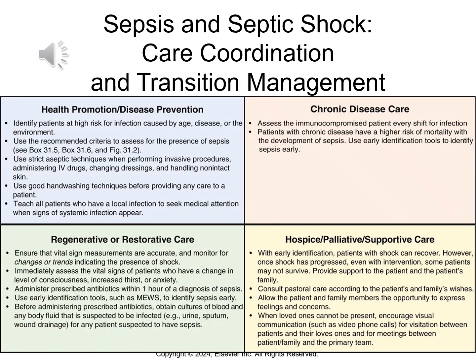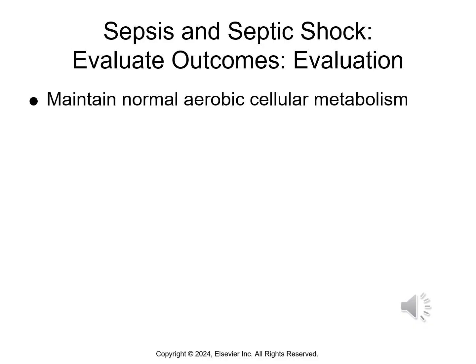This slide is just a really great slide and kind of breaks down how we do our health promotion for disease prevention, our chronic disease care, hospice and palliative care, and then regenerative or restorative care. This is for home care management and self-management education. The last step is to evaluate the care of the patient with sepsis or septic shock. The expected outcome of the patient will be to maintain aerobic cellular metabolism.